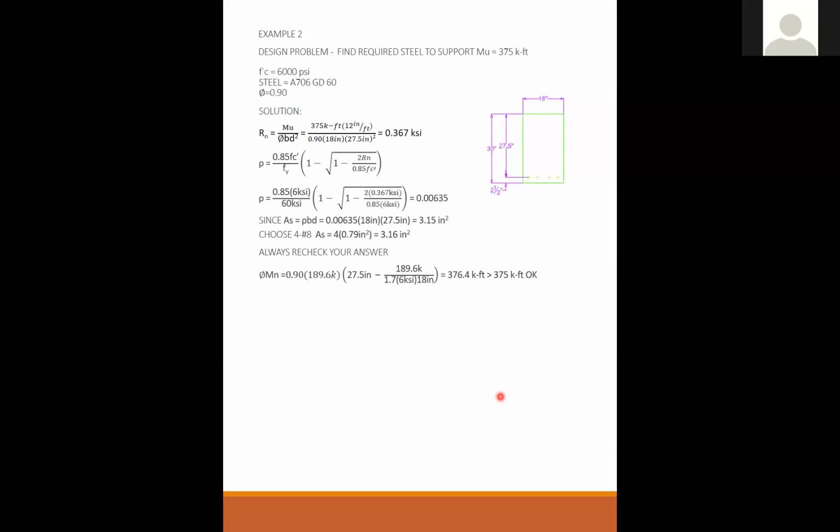And Professor, I have a question. So for design problems, we'll have to start off with an assumption on what steel we use, right? So we have our Fy in the rho equation. If not, we're not able to plug in the Fy. That's correct. Yes. So you always start off with an assumption first, and if it doesn't work, then you adjust the sizing, correct?